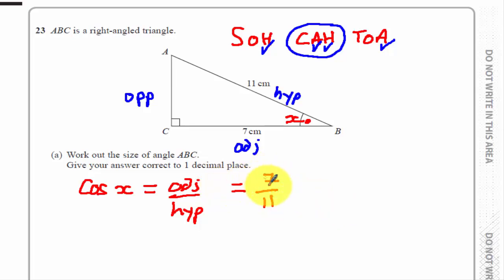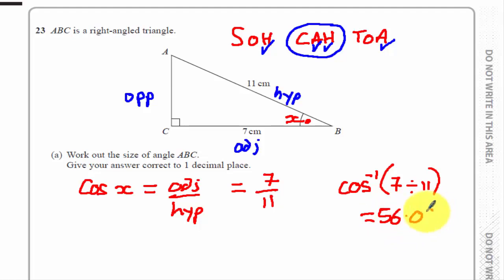Now, when I type in 7 divided by 11 into my calculator, it does not know I wish to work out an angle. The way to tell it is to use the cos to the minus 1, the inverse cos button. Then if I do cos to the minus 1 in brackets 7 divided by 11, and I make sure my calculator is in degrees, I will get the correct answer, which is 56.0875596. The question says go to one decimal place, so I want one number after the decimal point, and that's going to be 56.1 because this 8 here rounds up. So my answer, 56.1 degrees.